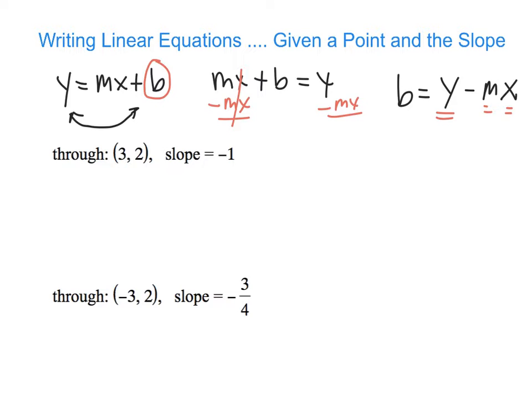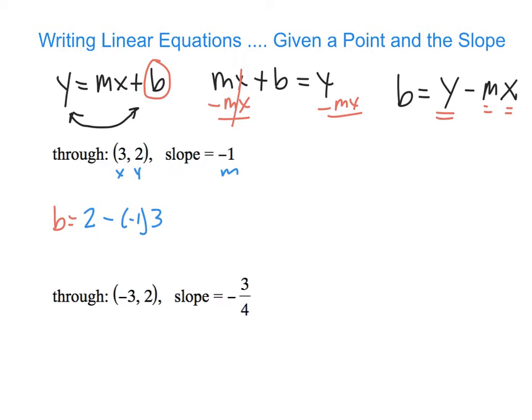We're given a point (3, 2). The 3 is an x number, the 2 is a y, and then we know that the slope is m. So I can write down a value for b, even though they don't give it to me. I simply do b equals the y number, which is 2, minus the m number, which is -1, times the x number, which is 3.